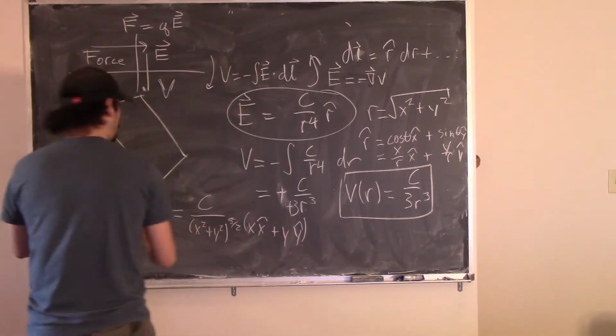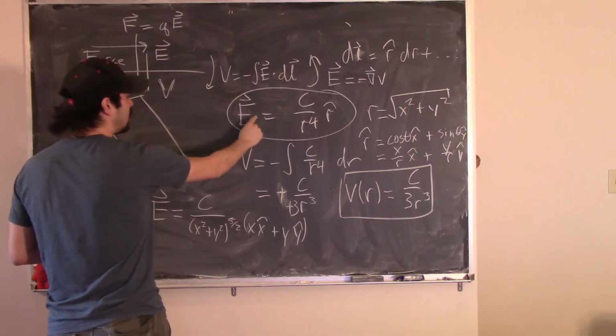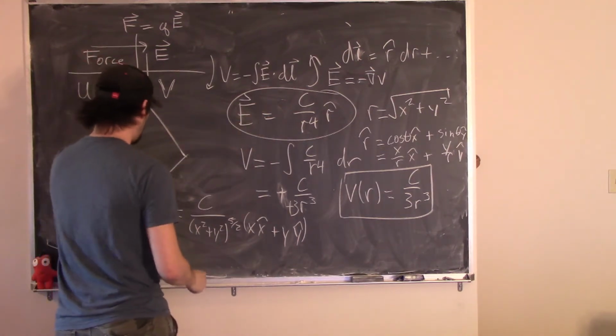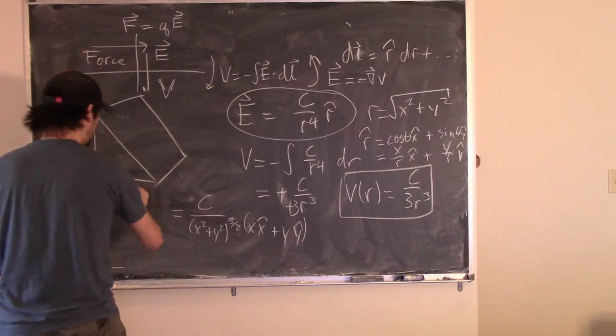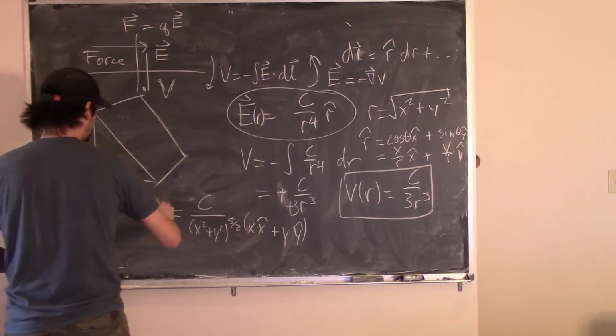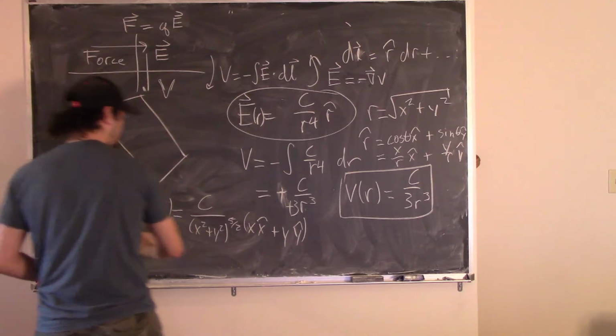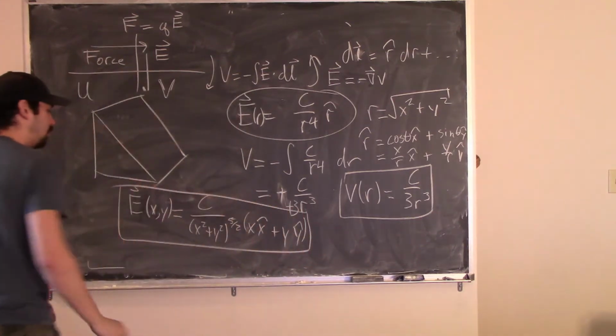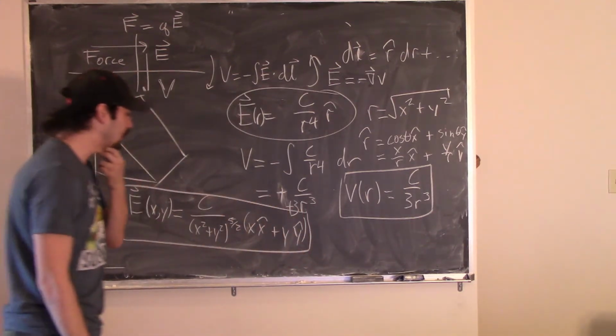And then I have E written in polar coordinates here, but what this really is, if I was to write this as E as a function of r, this is E as a function of x and y. And that's ultimately what we want to get at here.